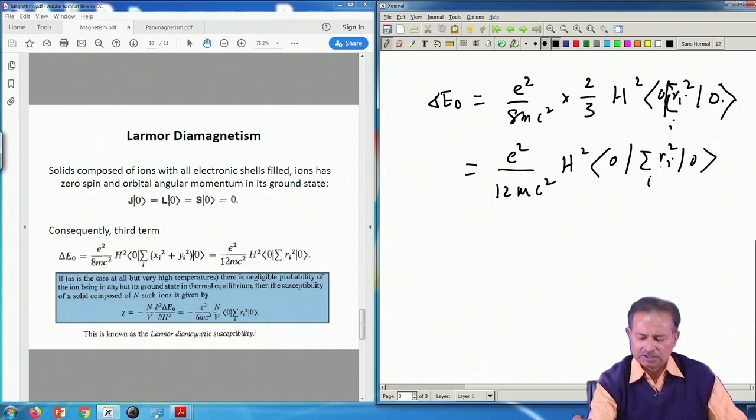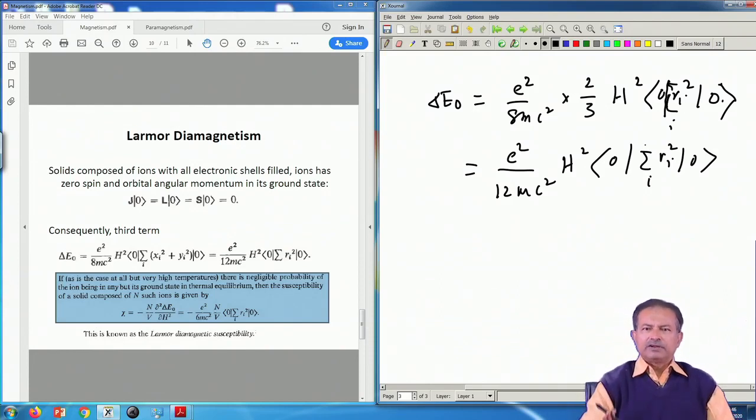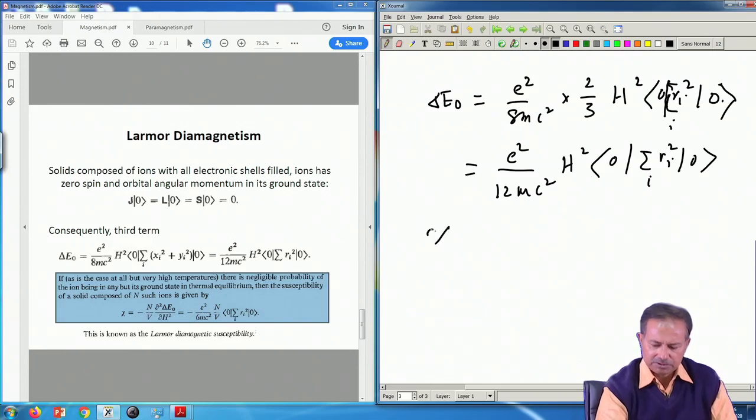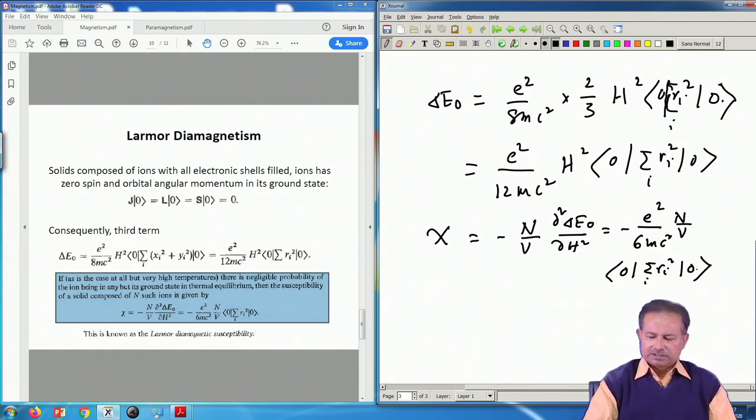Now, the sum over i of r_i² I can just replace by the average. So, the average r_i for every atom has to be the same for every atom. So, I can just replace it by just ⟨r²⟩ for that atom times n. So, then what I get is susceptibility. Two derivatives will produce a 2 here, and it is then going to be minus n by V ∂²E₀/∂H² equal to minus e² by 6mc² n by V ⟨r²⟩ for n such atoms.